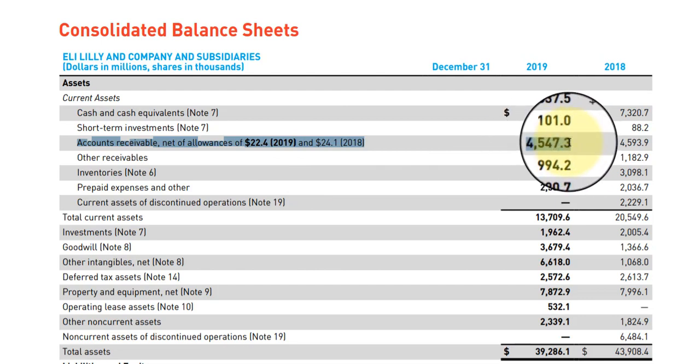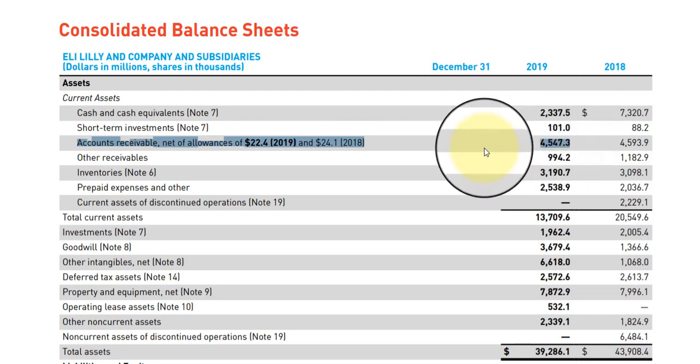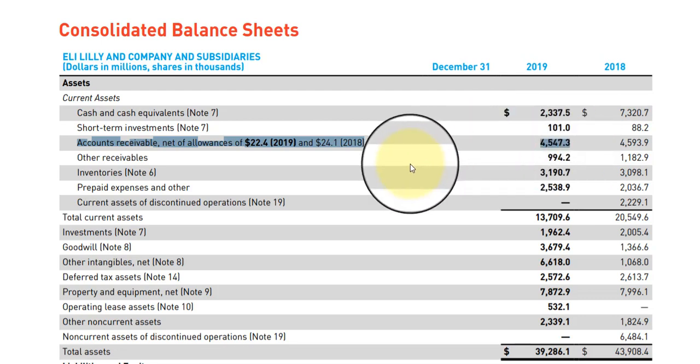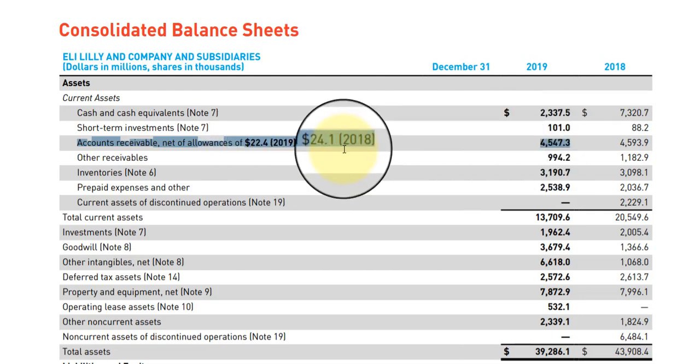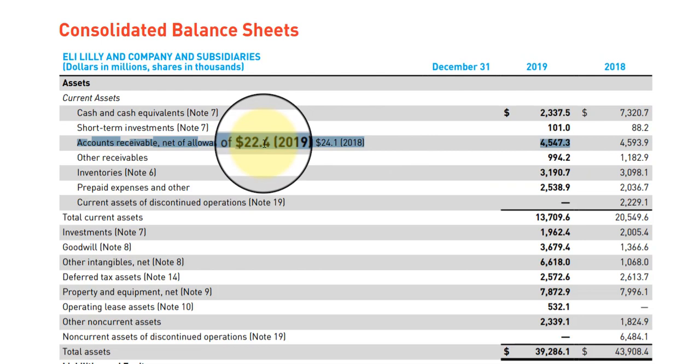So it's slightly different than how it looks on our worksheet, but they're measuring the same exact thing. So this is the amount they expect to receive. This is the amount they expect not to receive. And then the two of those added together is the total amount that customers owe Eli Lilly on December 31st, 2019.